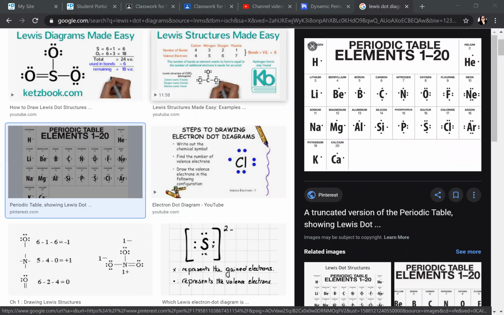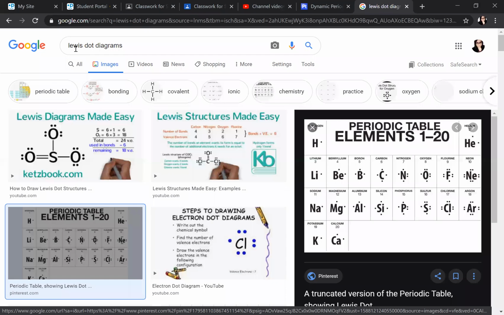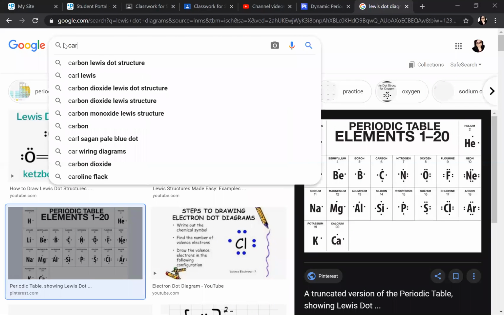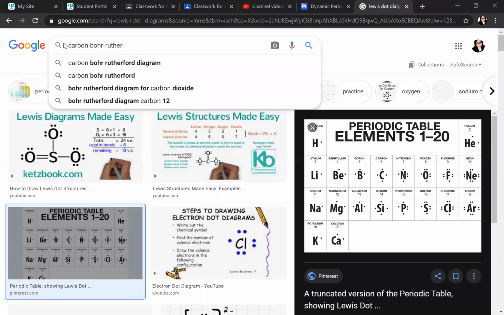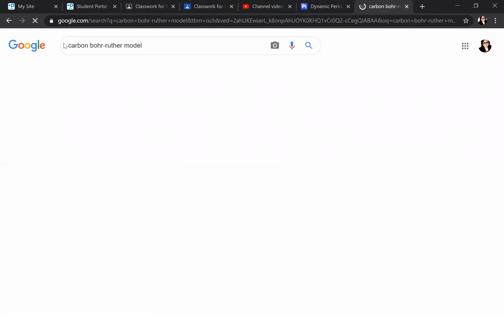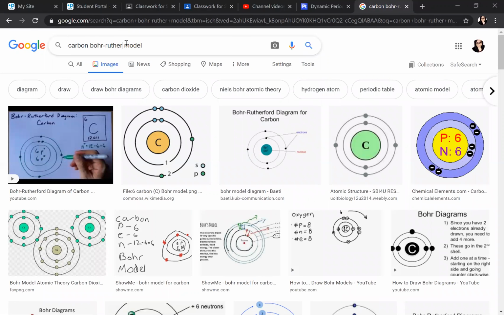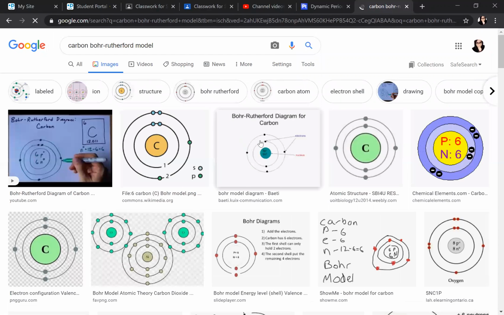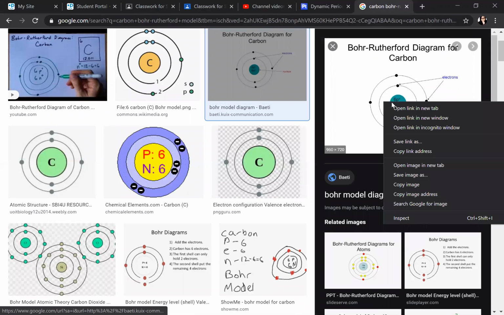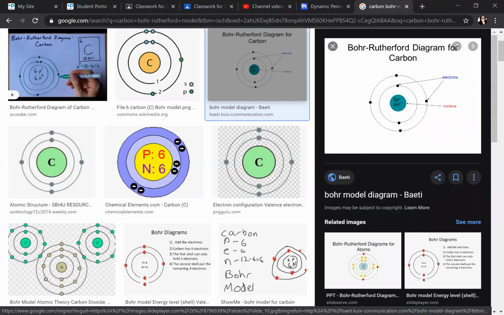So those are the Lewis dot diagrams. And I'm going to pick an element of focus off of here. So we'll just use carbon again. And I'm also going to find an image for you of carbon's Bohr-Rutherford model, since it would take us way too long to draw all of that out. Yeah, this looks good. So let's use that one. Okay.